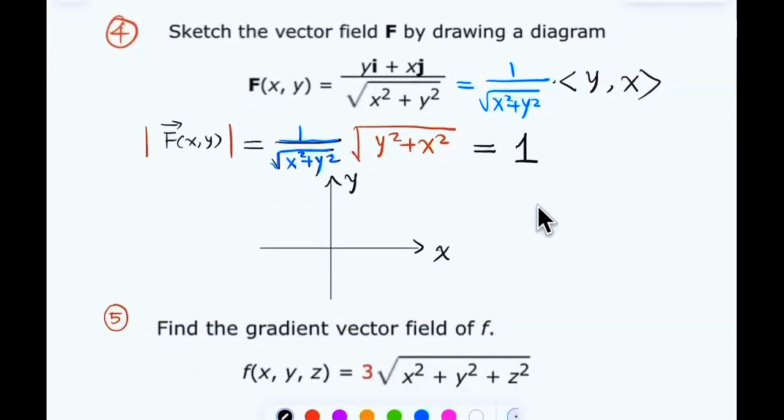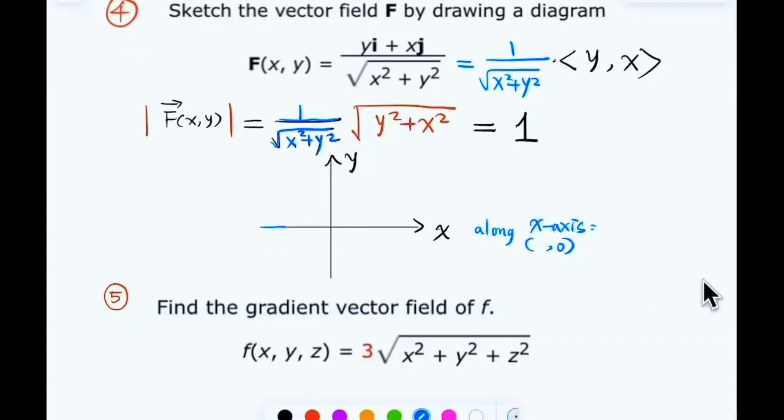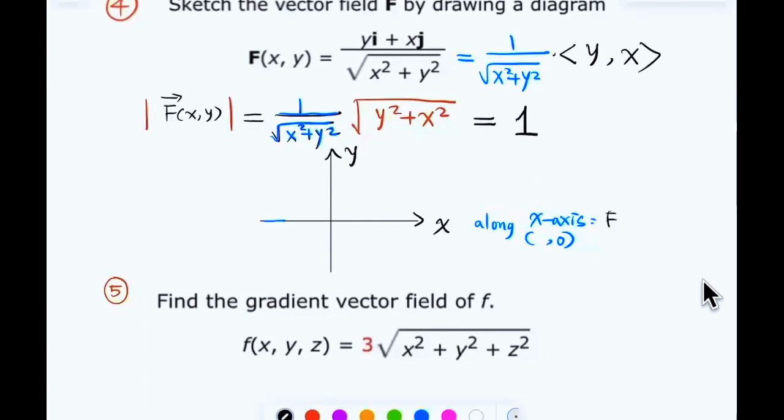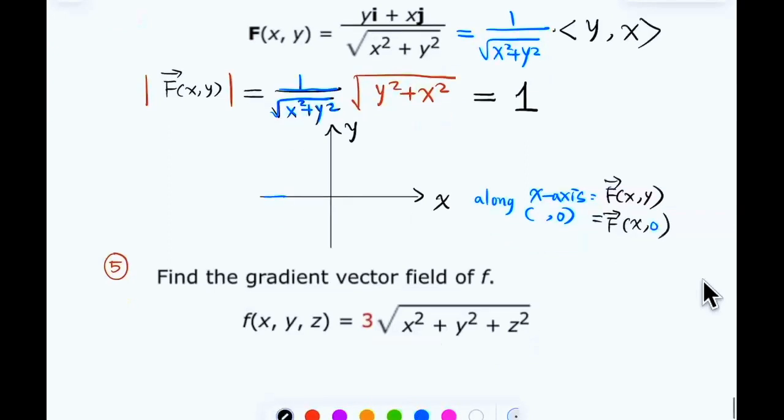Let's think about along the x-axis. Okay? Along the x-axis, we'll have y equal to 0, right? Then what happens here to the vector? So what will be f of x comma y? f of x comma y will be equal to f of x comma 0, right? Like that. So y will be 0.